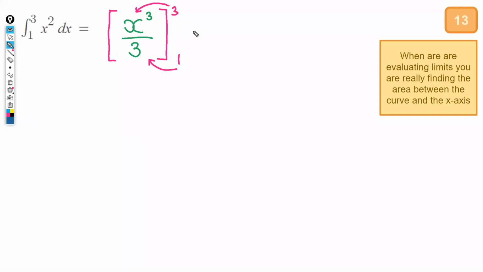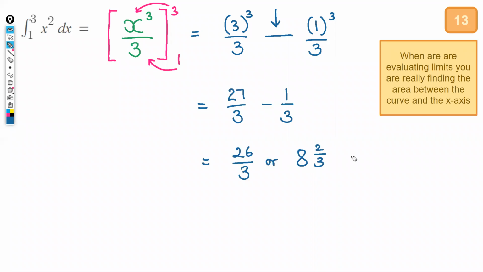We get a different color. So this x, you replace it with 3. So you get 3 to the power 3 divided by 3. You must put a minus sign after, and then replace all the x's with 1. So how is this going to look now? 3 to the power 3 is 27 divided by 3 minus 1/3. You're going to get 26 divided by 3, or 8 and 2/3, or 8.666666. Then you have to put the words units squared.